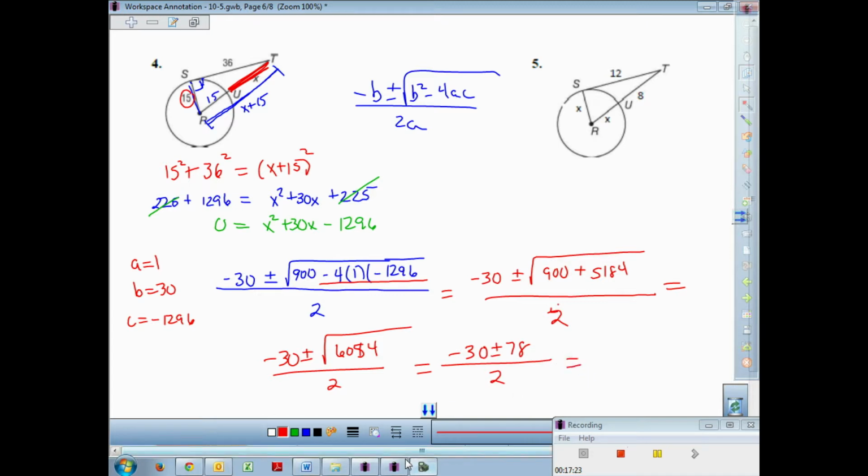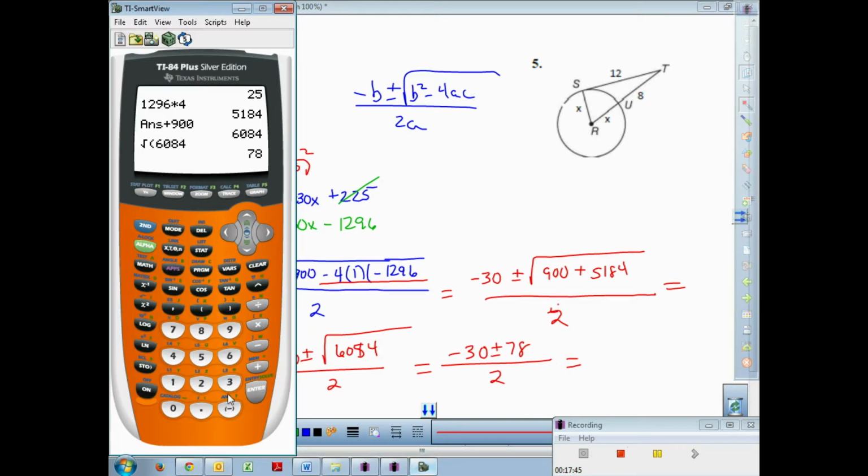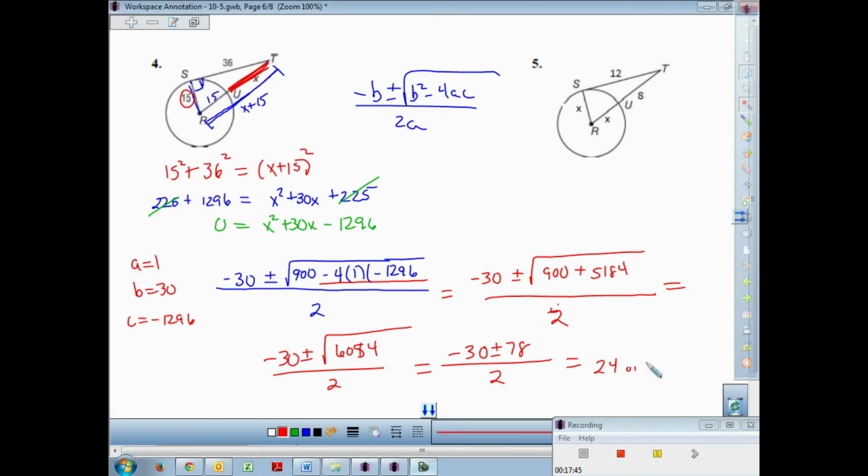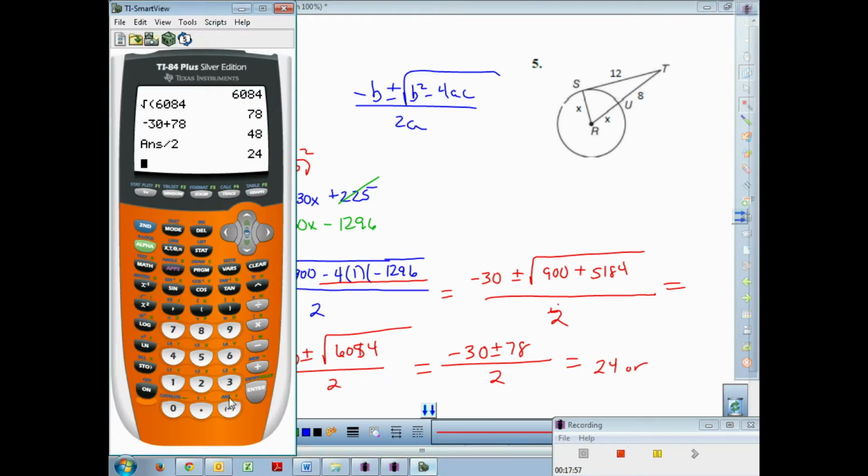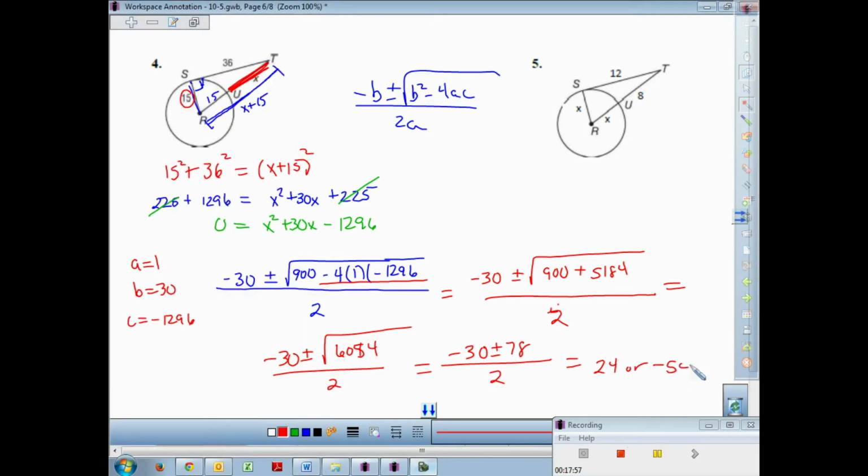So now I'll go to my calculator and I'll get negative 30 plus 78. Hit equals when you do that and divide it by 2. And you get 24. Or we got to figure out the other answer. Negative 30 minus 78 and divide it by 2 and get a negative 54. That's what x could equal algebraically.